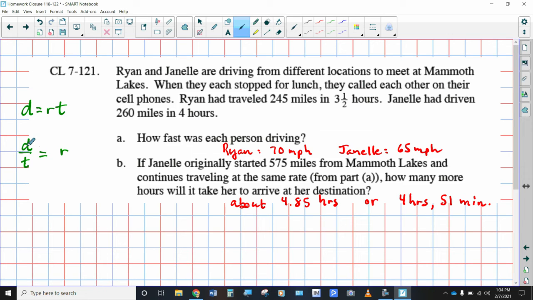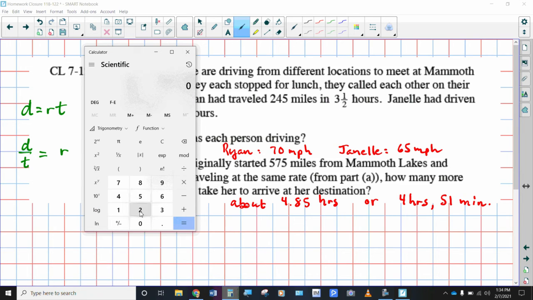Miles per hour or kilometers per minute or whatever the speed might be. In this case, it's miles per hour. So that's what we're going to do. For Ryan, we're going to take 245 divided by 3.5. Use your calculator for this. 245 divided by 3.5 is 70. So he was traveling 70 miles per hour.